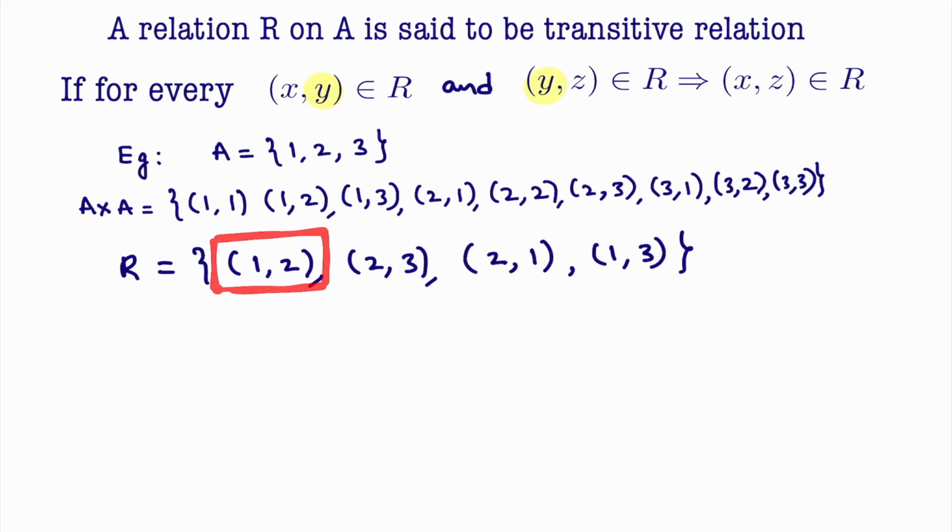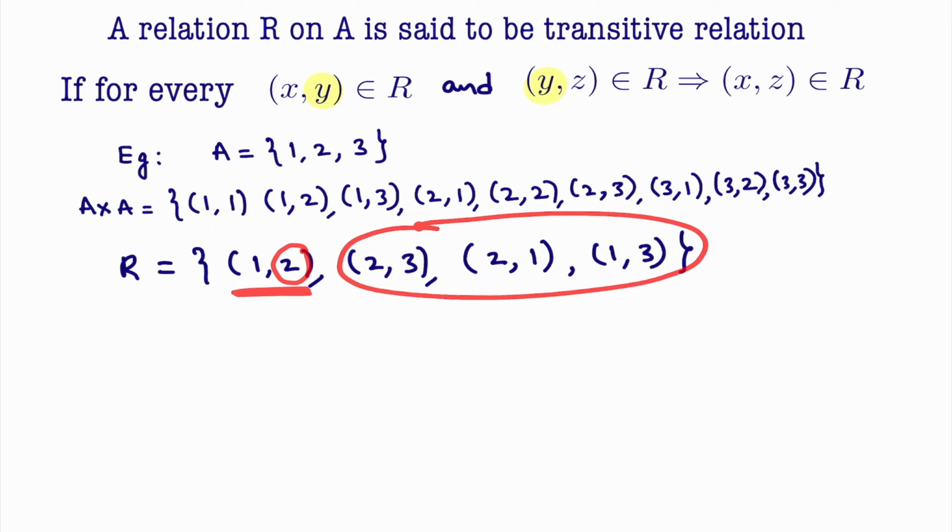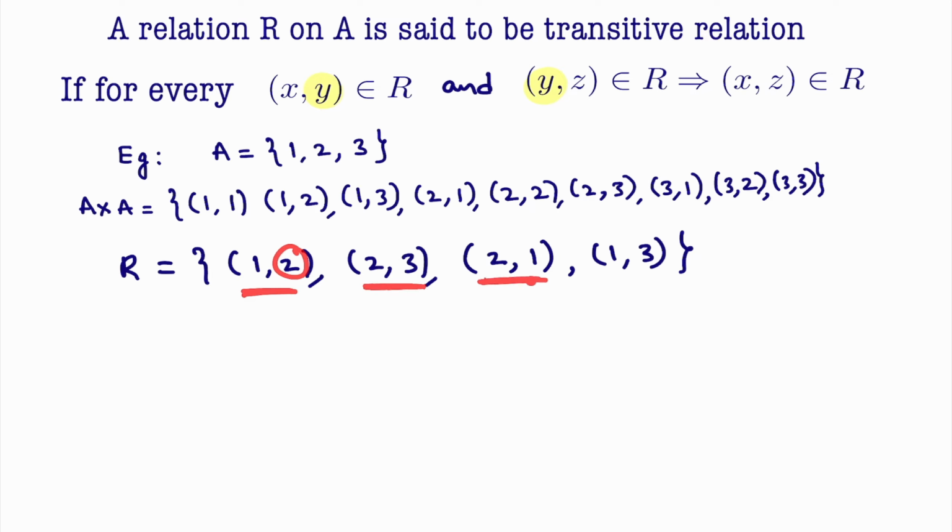First, you take one ordered pair. Okay, this is like (x, y). Now you see that this ends with 2, right? Now you observe whether any other pair starts with 2 other than this. You need to check here. Yes. As this ends with 2, this starts with 2. That means we are able to find (x, y), (y, z). Okay, (1, 2) is there. This ends with 2 and this starts with 2. So this is like (x, y), (y, z).